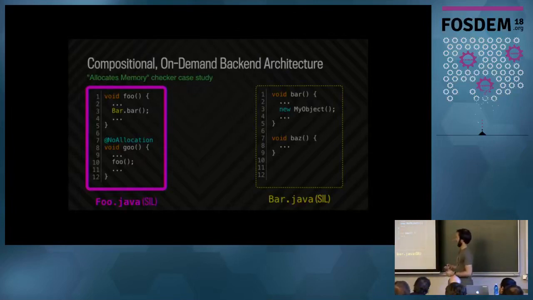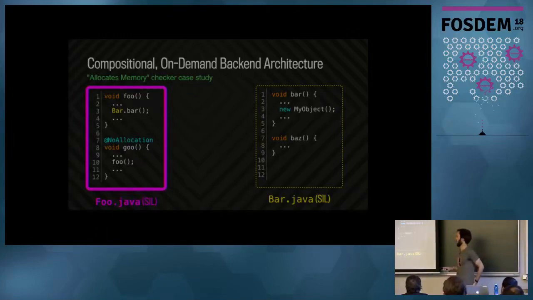And the architecture is also on demand. What I mean by that is that each procedure is only analyzed if it's needed for the analysis, and it's analyzed when it's needed. So let's look at an example. I'm going to use the allocates memory checker that we have as an example. That's a checker that reports whenever a function is marked as no allocation, like goo here, but it calls a function that eventually allocates memory. So let's see how this works.